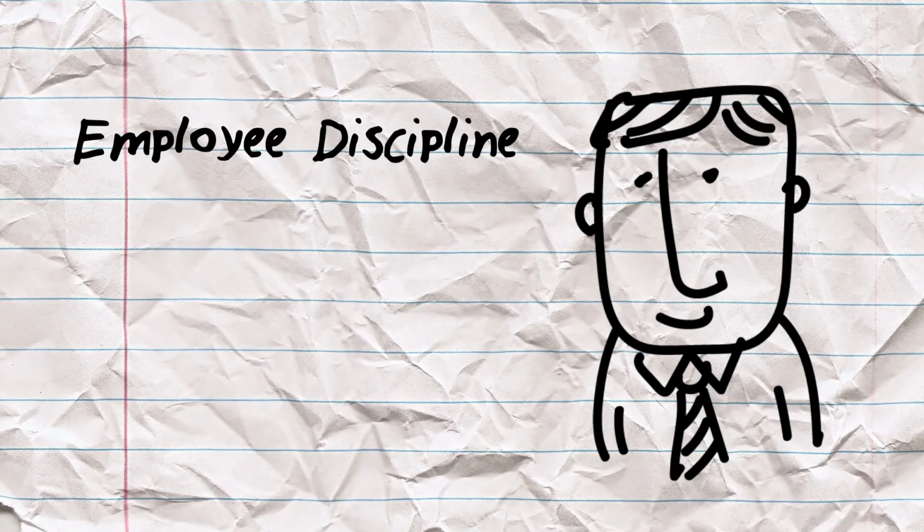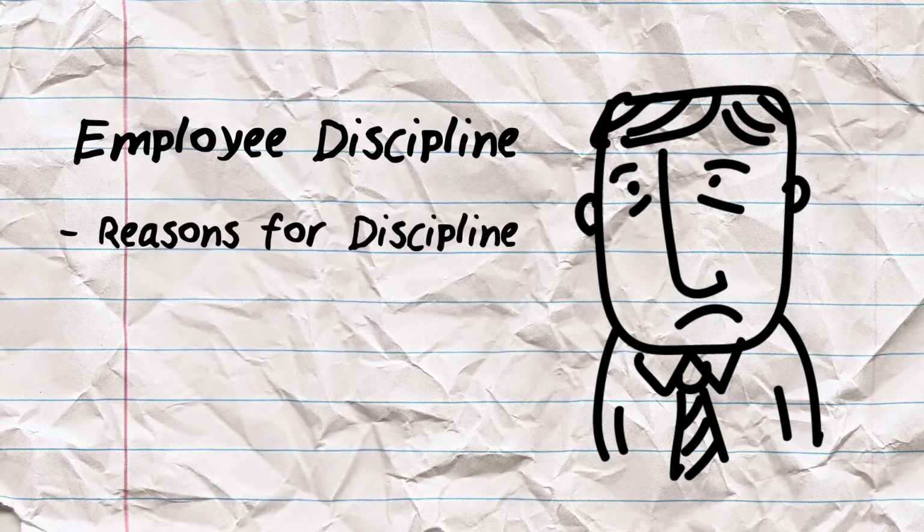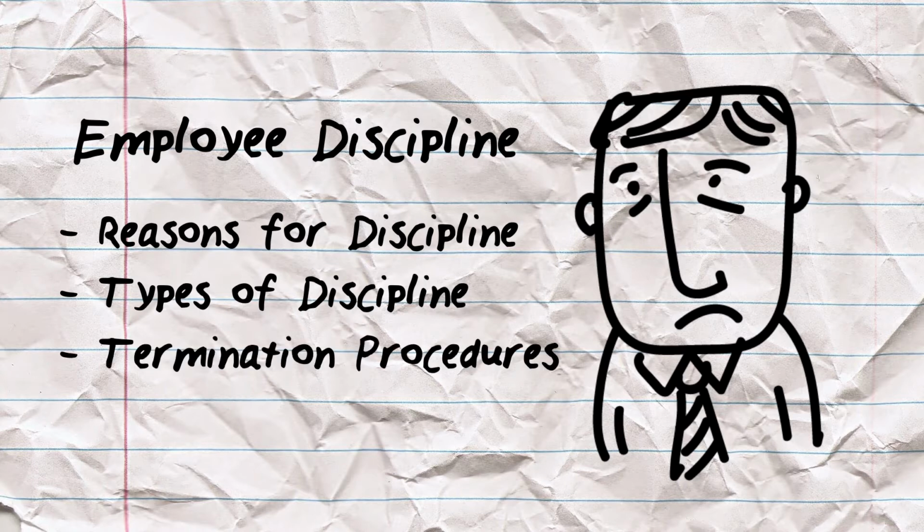Unfortunately, there are times when employees have to undergo disciplinary procedures and even termination. This policy lays out the reasons an employee might be disciplined, the types of discipline used, the reasons and procedures for terminating an employee, and the due process rights given to employees who are disciplined or terminated.